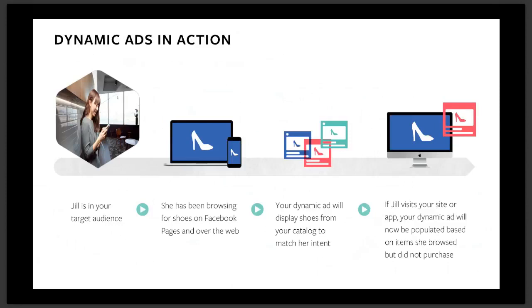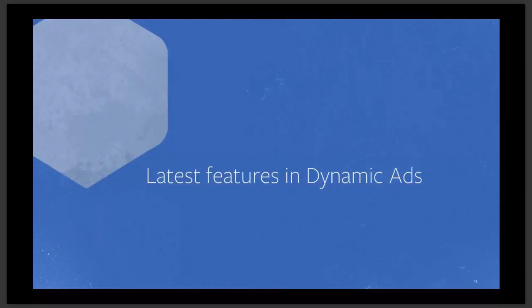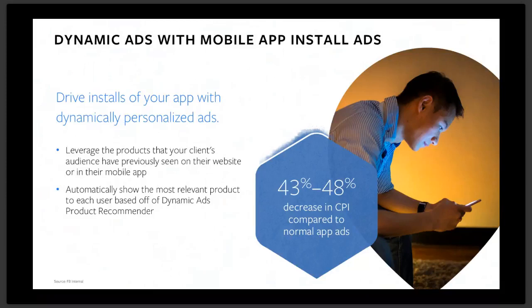So besides what we call the broad audience features, there are a number of other things in the works with dynamic ads that we're excited about and would love to share with you. One of the main things we are doing is going dynamic in every aspect of our ads platform, pairing dynamic ads with other types of ads and objectives we've seen work really well. One such is dynamic ads with mobile app installs. So now you can drive installs of your app with dynamic ads.